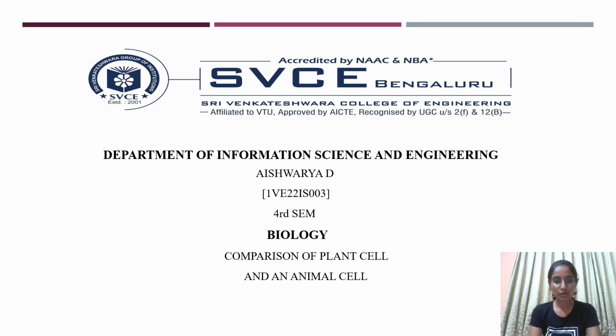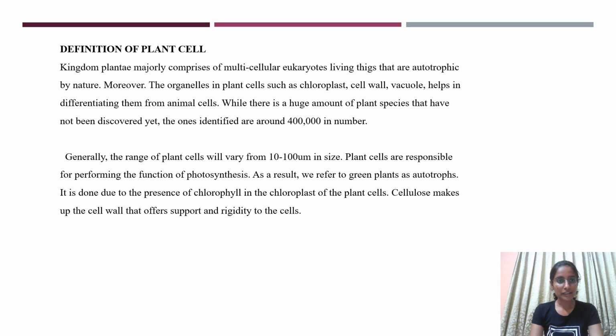Today in this video, you will be knowing about comparison of plant cell and an animal cell. First, let us see what is plant cell. Kingdom Plantae majorly comprises of multicellular eukaryotes, living things that are autotrophic by nature. Moreover, the organelles in plant cells such as chloroplast, cell wall, vacuole helps in differentiating them from animal cells.